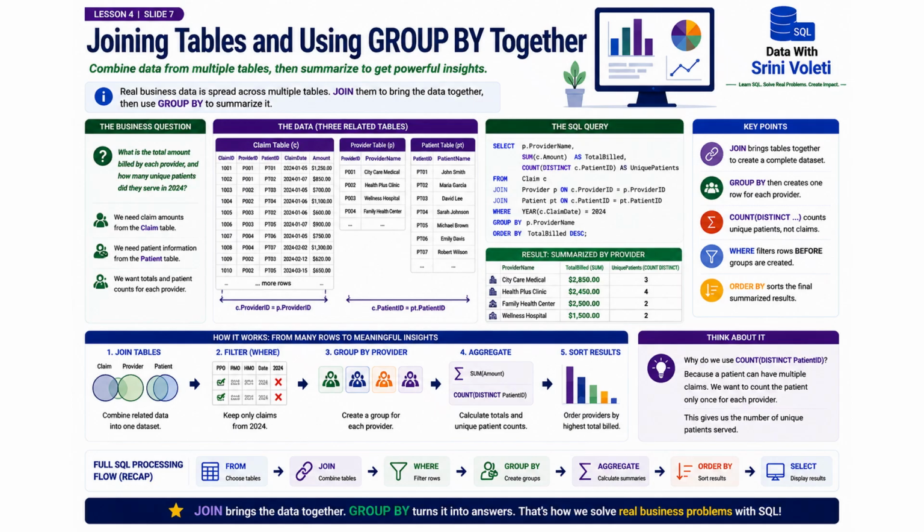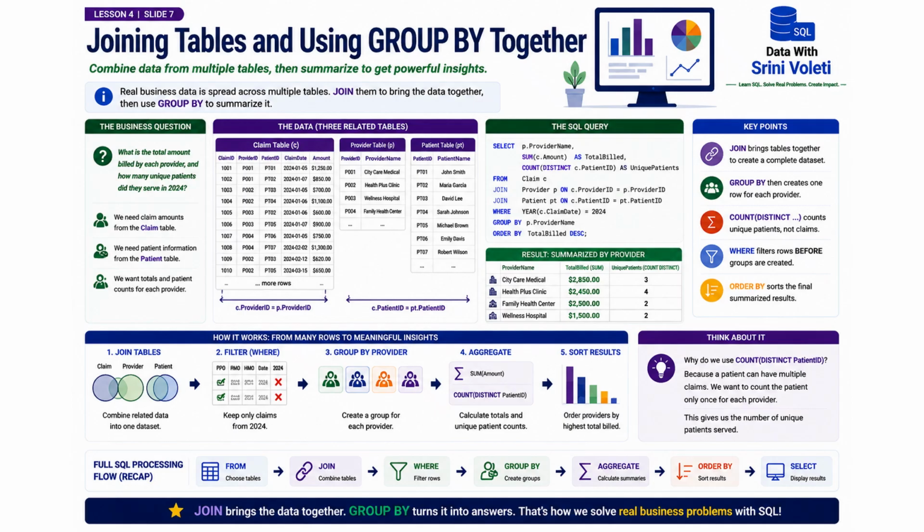Remember, filtering always happens before grouping. Now we apply group by. We are grouping the data by provider name. That means SQL creates one group for each healthcare provider. Every claim belonging to the same provider is placed into the same group.